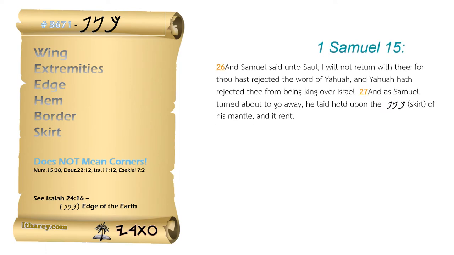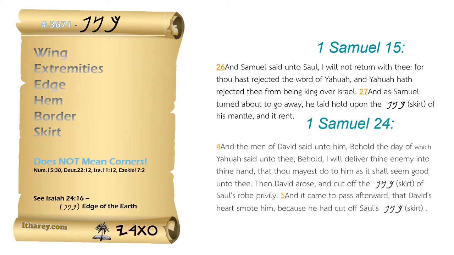If you read 1 Samuel 15:26, we get an idea of how it's used to mean skirt. Verse 26: And Samuel said to Saul, I will not return with thee, for thou hast rejected the word of Yahweh, and Yahweh hath rejected thee from being king over Israel. And as Samuel turned about to go away, he laid hold upon the kanap of his mantle, and it rent. So the kanap was his skirt. This was translated as skirt.